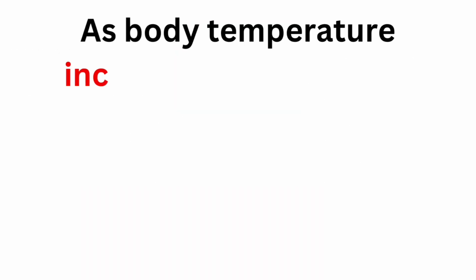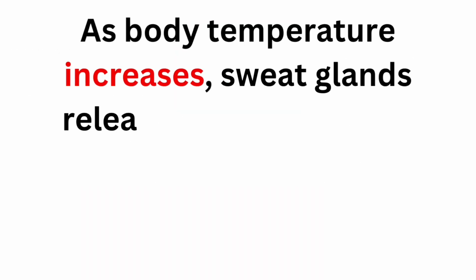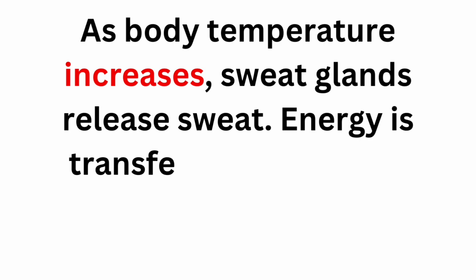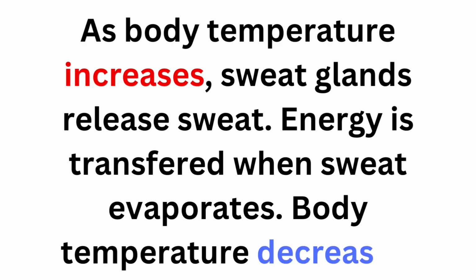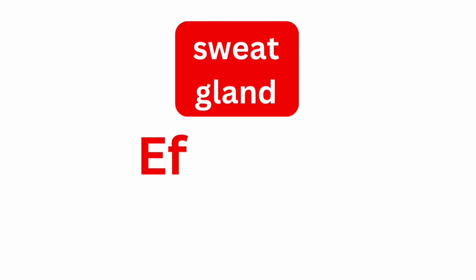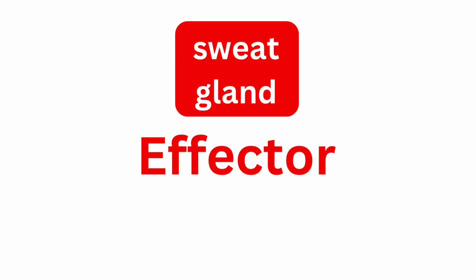So here's a sentence to describe it all. As body temperature increases, sweat glands release sweat. Energy is transferred when sweat evaporates and body temperature decreases. We call the part of the body that responds to the change an effector. In our case, the sweat gland is the effector.